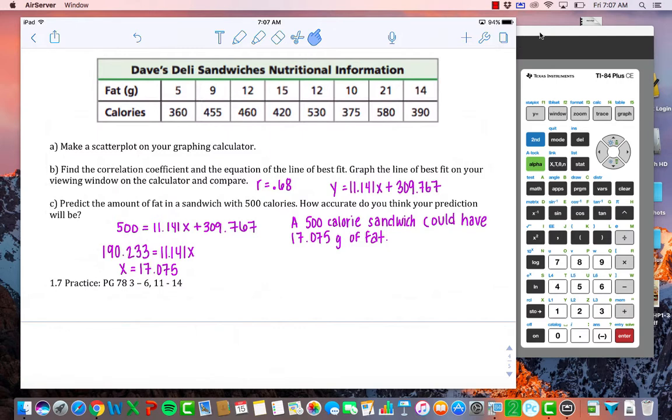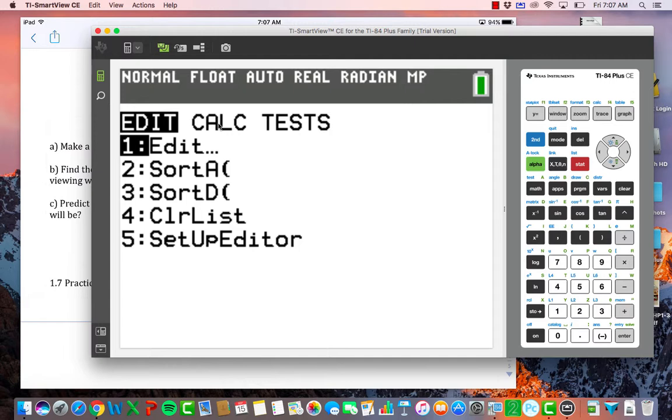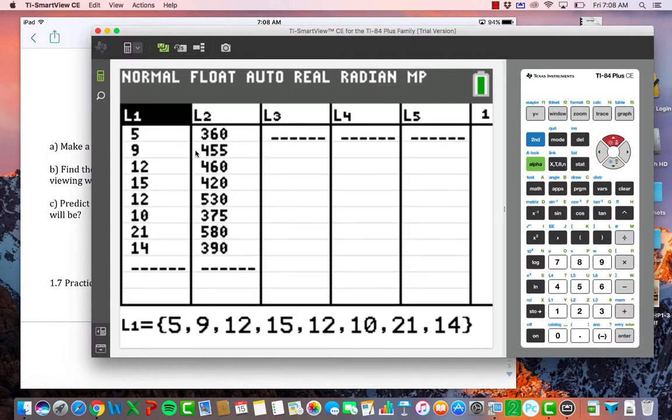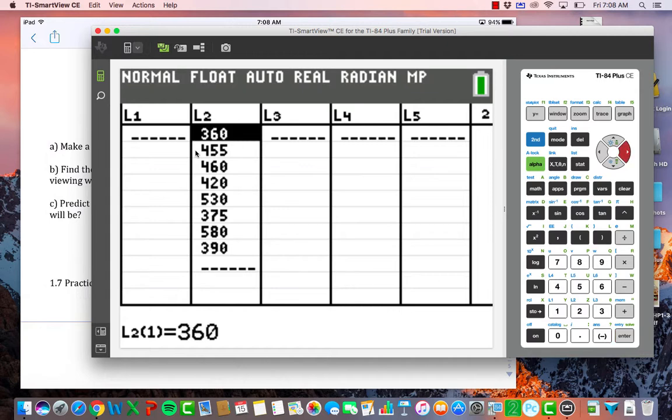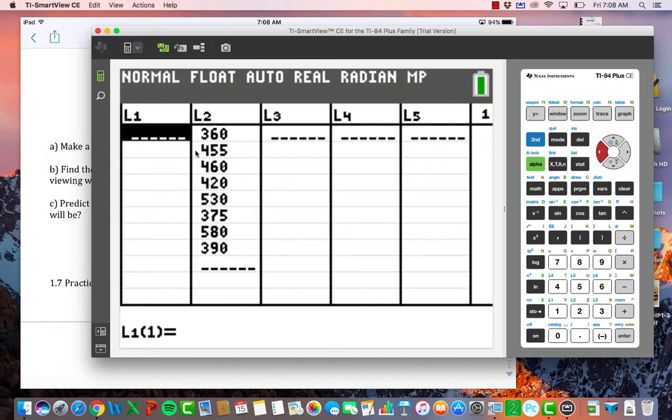So I'm going to add one more data point into my table. So I'm going to go to Stat. I'm actually going to go to Edit, and I'm going to clear these because my line of best fit's already there. Oh, I don't want to do that. Darn it. Okay, fast forward through this while I re-enter the data. I was way too fast on deleting this. 12, 10, 21, 14.